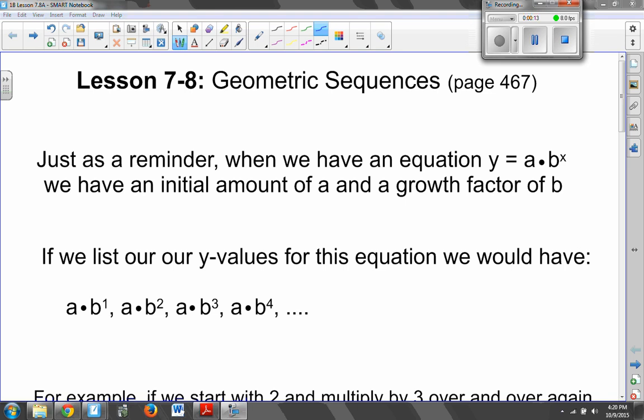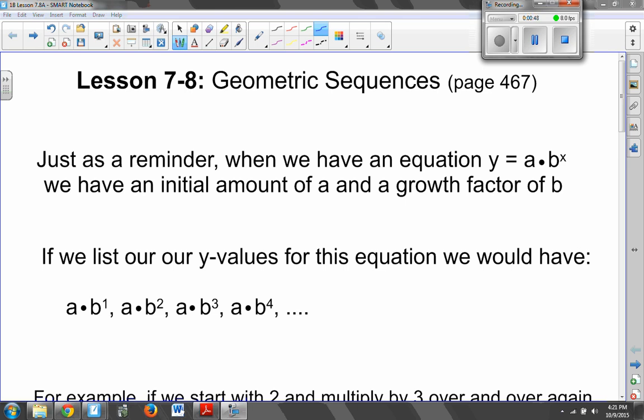We are going to be on page 467 for today. We're just going to be looking at what a geometric sequence is, and then next week we will deal with their formulas and how we can use them in interesting ways. But for today, we're just going to worry about what a geometric sequence is. And it's all based on these exponential expressions that we have been talking about for the past few videos.